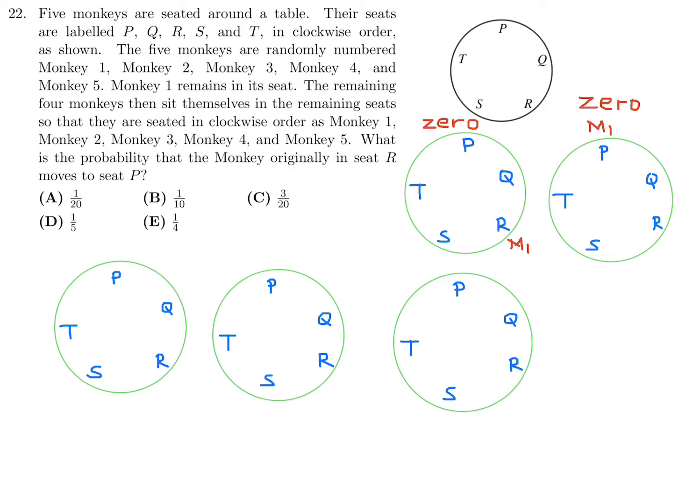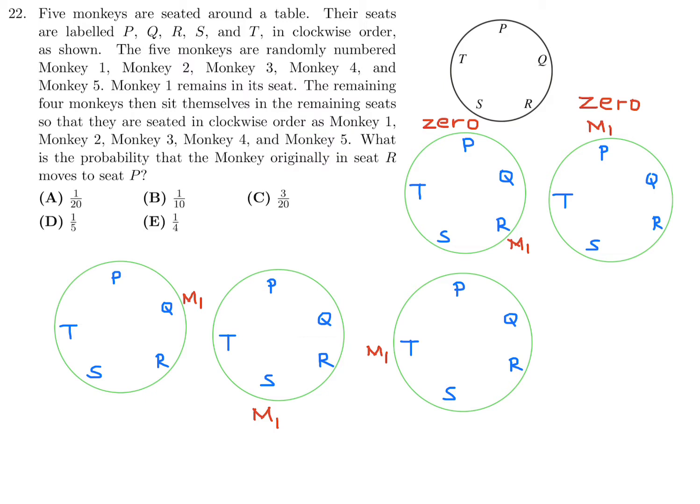So the only way we're going to be able to extract a probability in this question is if monkey 1 is originally in seat Q, or seat S, or seat T. So we'll talk about each of these one by one. If monkey 1 is in seat Q, we want the guy who's here to move to here. Okay, so we've got to do a little bit of thinking here.